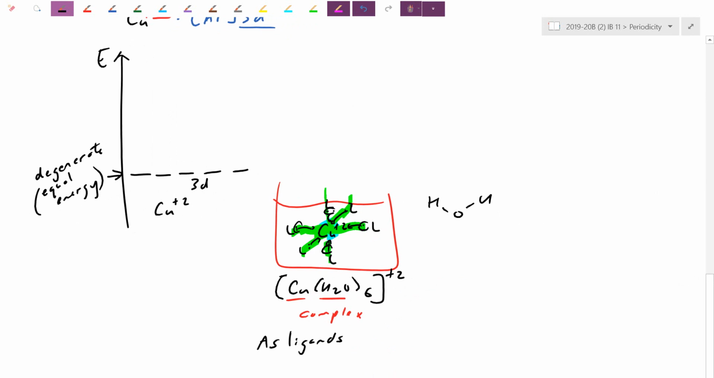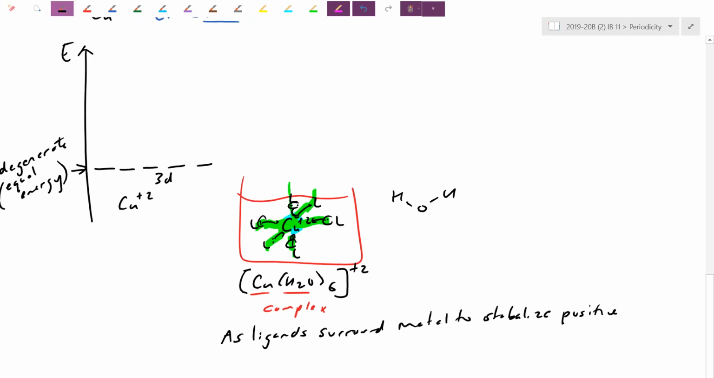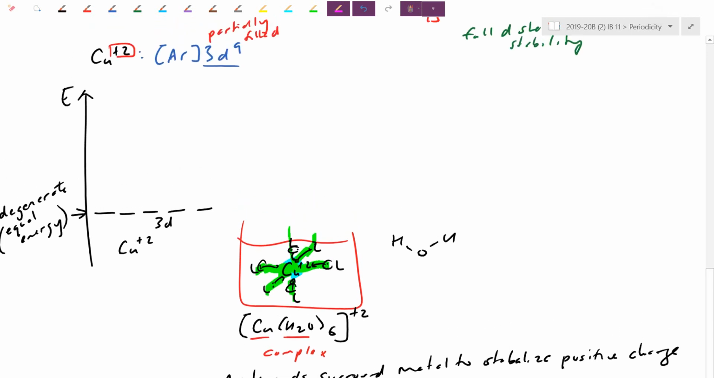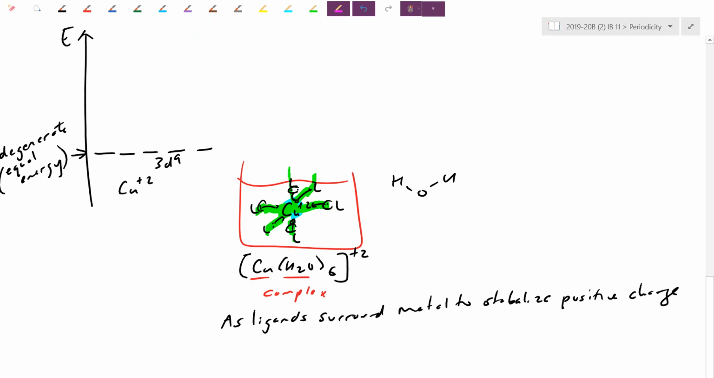As ligands surround the metal to stabilize the positive charge, we have to remember that the copper itself already had d9. So it wasn't like copper just had an empty d shell. Copper would follow Hund's rule. Now, in terms of valence electrons, this loses s and p. I know that. It's not valence anymore.